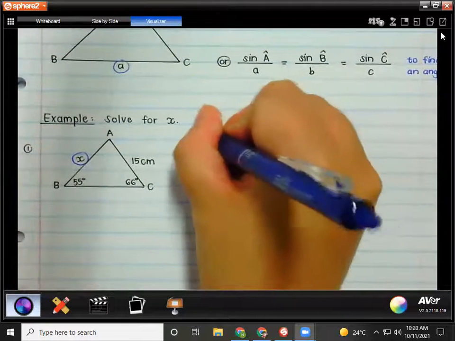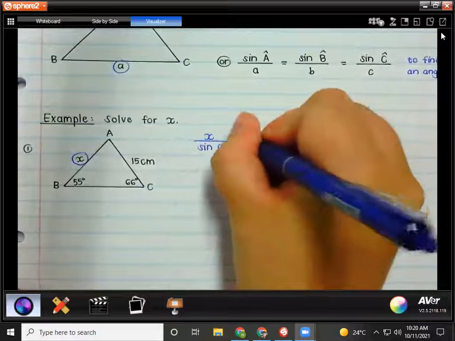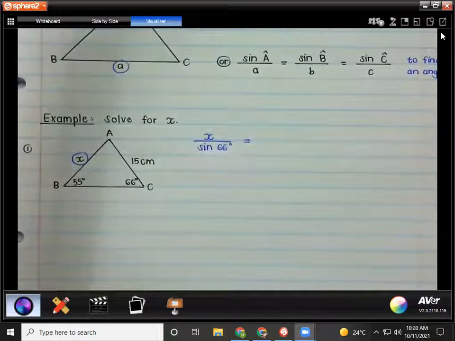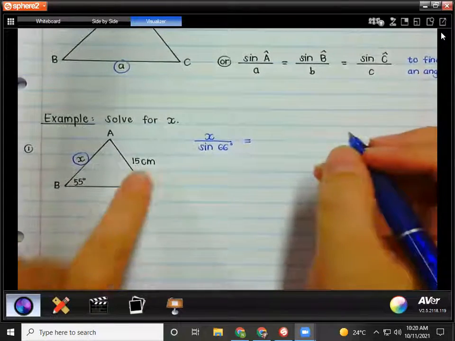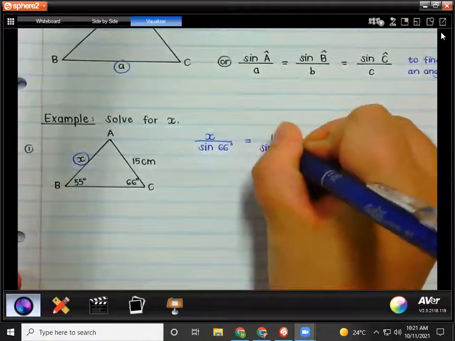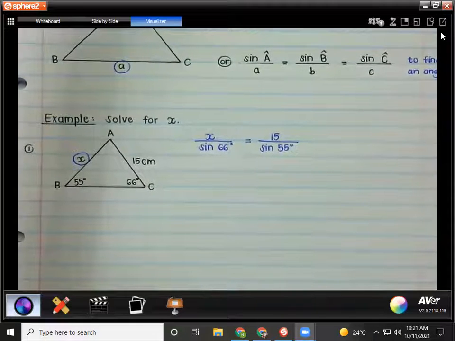So we're going to say x over sine of 66 is equal to, so it's always a side and angle that are opposite to each other that form a fraction. Those two are a pair, they go together in a fraction, is equal to our other pair that we have, 15 over sine of 55. To solve for x, to get x on its own, what must I do with that sine 66? I'm dividing by it on the left-hand side, right? So if I move it to the right, I'm going to times by it.